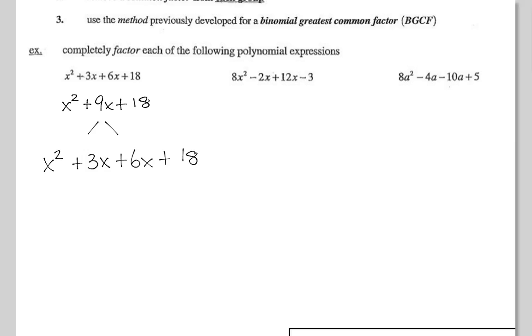Does anybody think, like, why don't I have 2x plus 7x? Why isn't it 1x plus 8x? Why isn't it 4x plus 5x? What's special about 3 and 6 in relation to this problem? What's the 18? What's the product of 3 and 6? Oh, something special going on there.